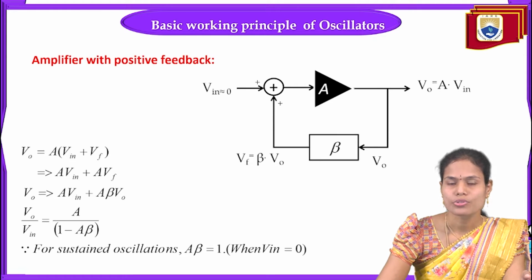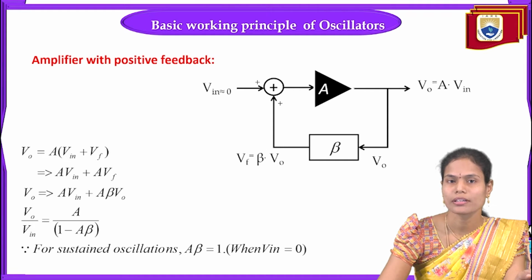How do we introduce the feedback to the amplifier? We take some part or some sample of the output signal from the output of the amplifier, and we give it back again to the input of the amplifier through the feedback network. Whether we are giving positive feedback or negative feedback depends upon the applied feedback signal. We can estimate whether it is positive feedback or negative feedback.